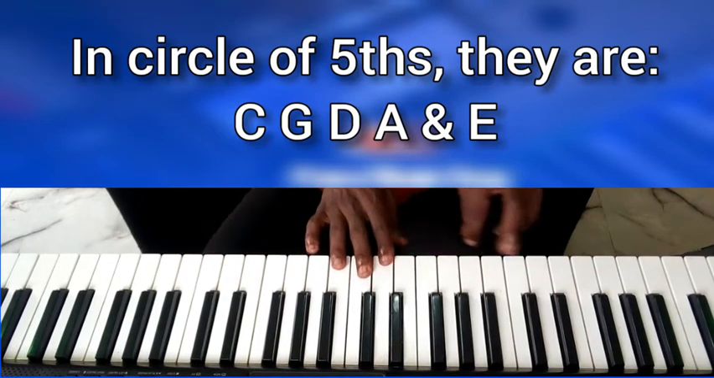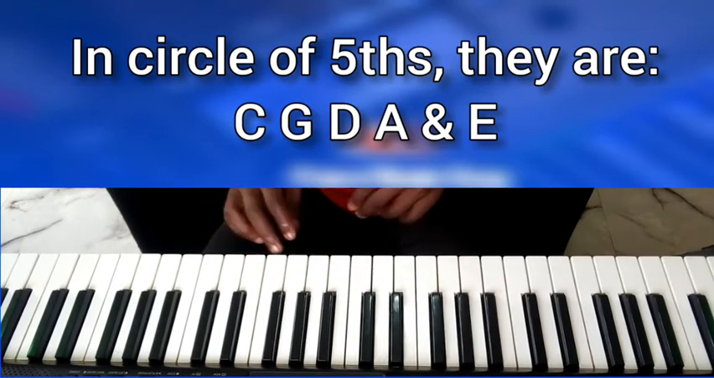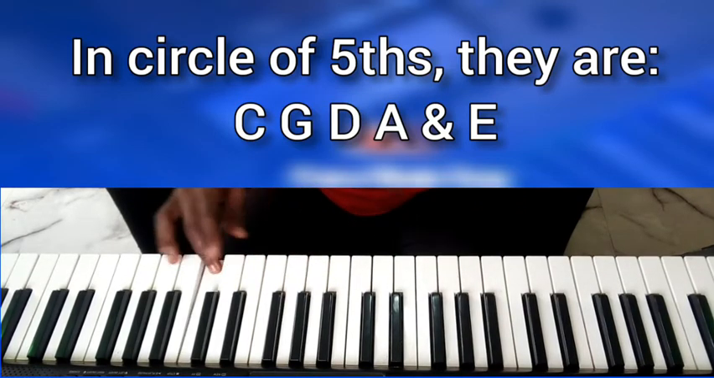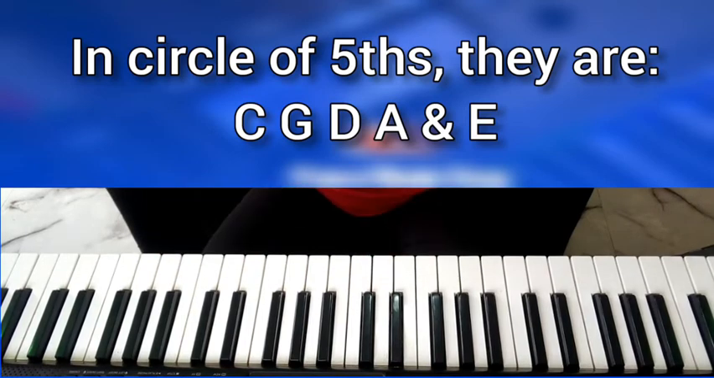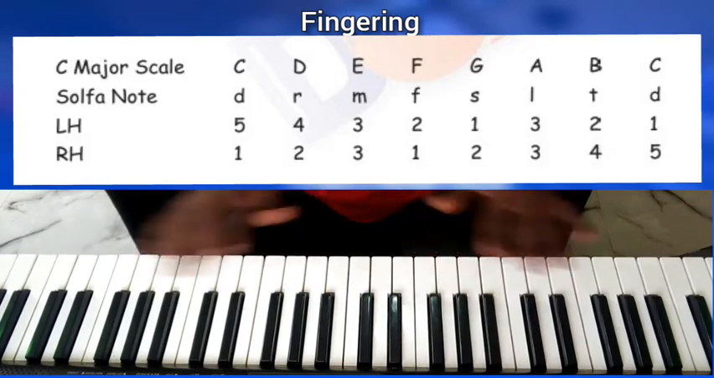Another one is from your D. We have 1, 2, 3, 4, 5. That is A. And the last one is 1, 2, 3, 4, 5, which is E. So C, G, D, A, and E, they have the same fingering, and we are playing the 5 of them within few minutes. So how do you move your left hand and the right hand to play these scales?